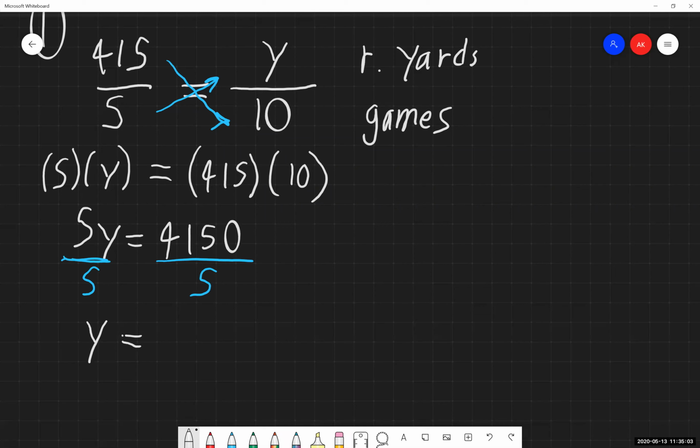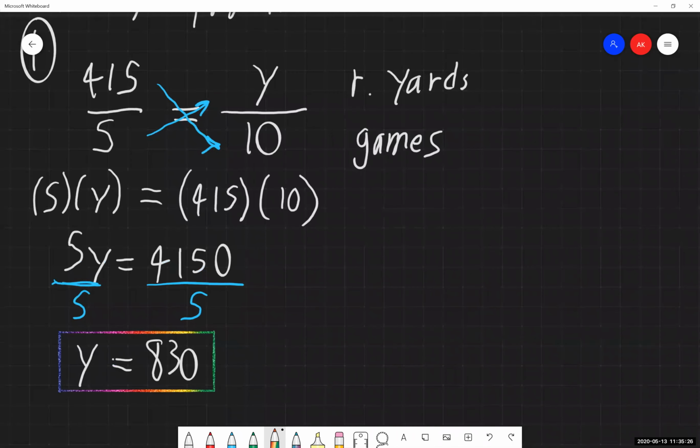And 4,150, I don't know what that is off the top of my head. So I'm going to use a calculator to find out what that is. And you're welcome to do the same thing. I'm getting 830. So after 10 games, Todd Gurley is going to have 830 rushing yards for the season.